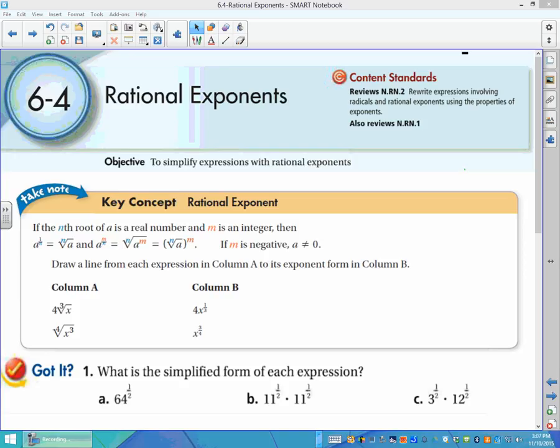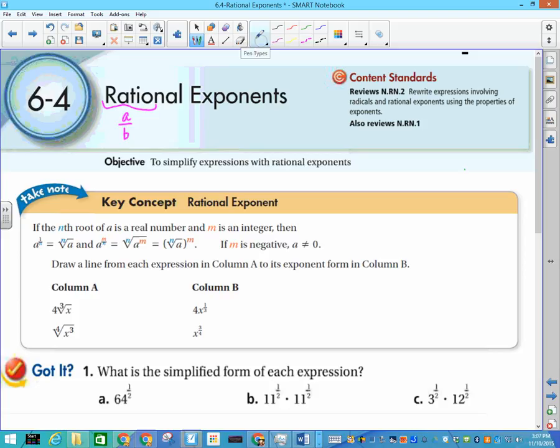Today's lesson covers 6-4, which is rational exponents. Keep in mind that the first five letters of rational spell ratio. So our exponents are going to be a ratio, or what you know of as fractions. And most importantly, you need to know the definition of how we define those rational exponents.